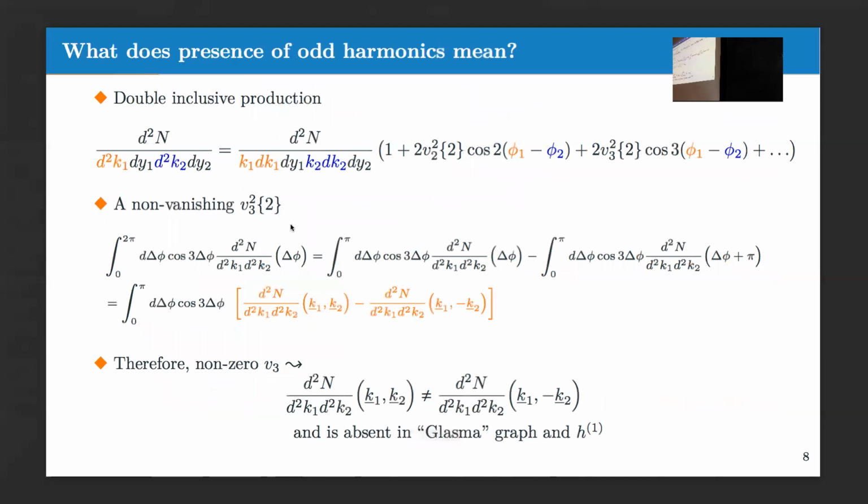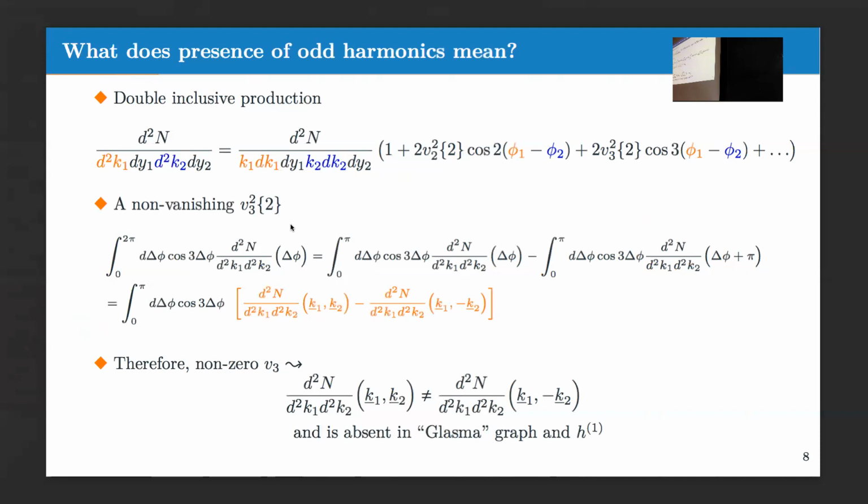Okay, and why am I interested in the odd part? If I ask what V3 probes, if I just expand my two particle double inclusive production into the harmonics, then V3 probes actually this odd part. So in order to have non-trivial V3, I have to break this invariance under the reflection of one of the momenta. Okay, so if they are not equal, there will be this contribution, which is proportional to V3.